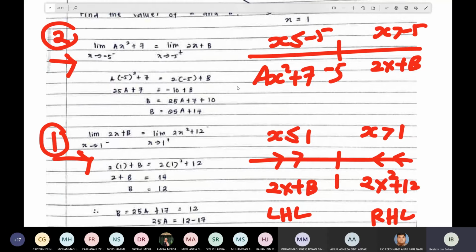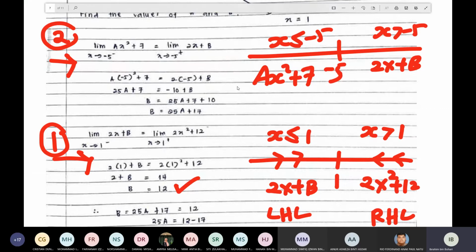x here equals 1, and from the right, x greater than 1, the function is 2x squared plus 12, and from the left the function is 2x plus b, with x less than or equal to 1. Then you compare the left hand and the right hand limit, you substitute the value, and then b here equals 12.